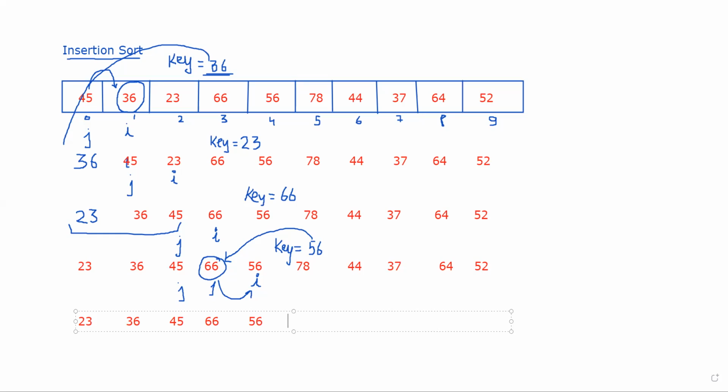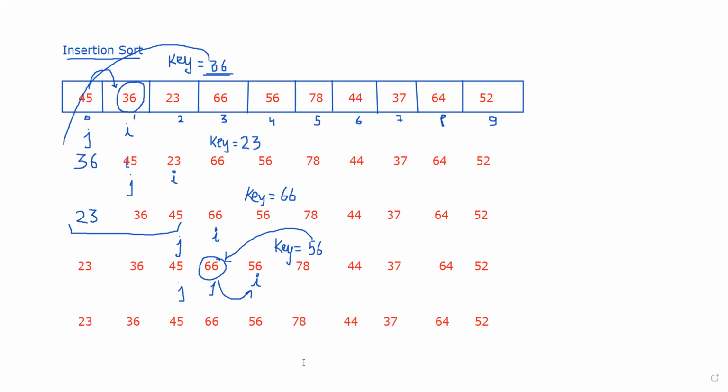Then after that 78, 44, 37, 64, and then 52. Is this clear to all of you?